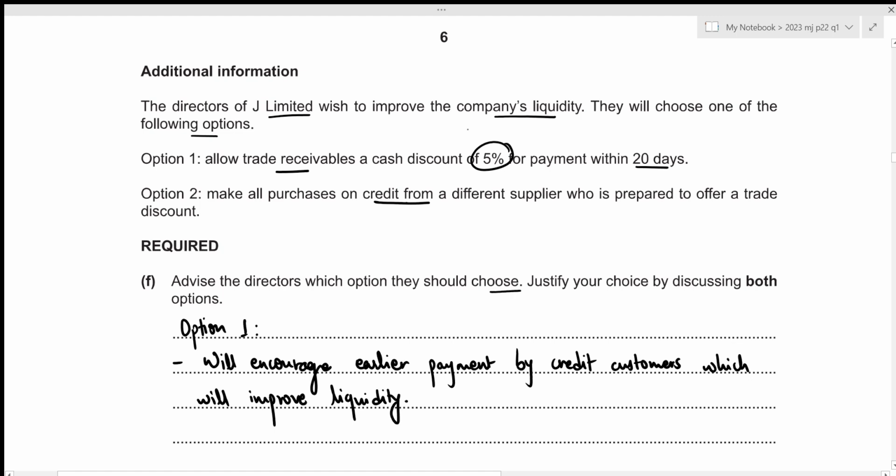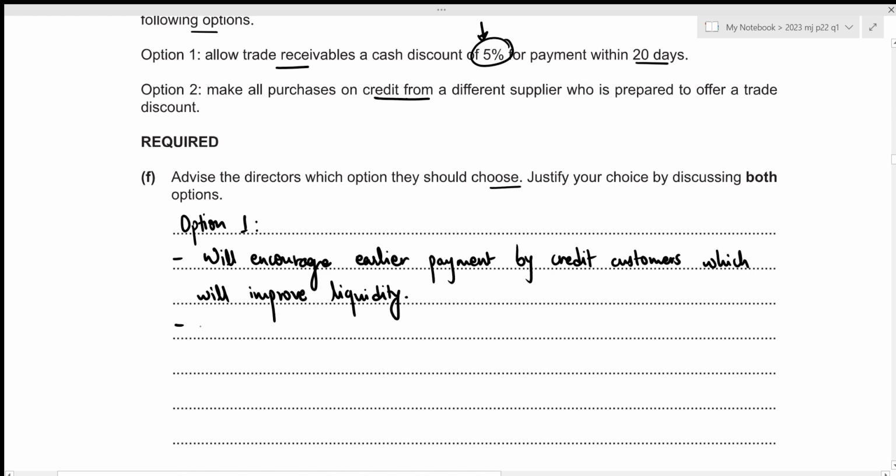Secondly, we're also allowing a cash discount of 5%, which means that even if we received the amounts earlier, the amount received from credit customers will be less than what we should have actually received. So amounts received from credit customers will be less.